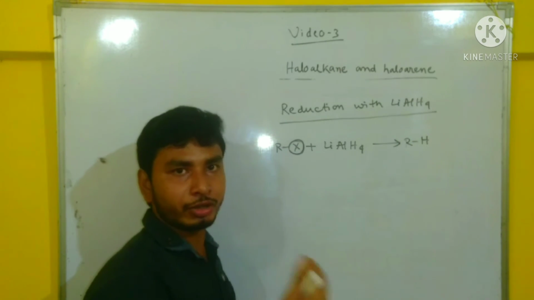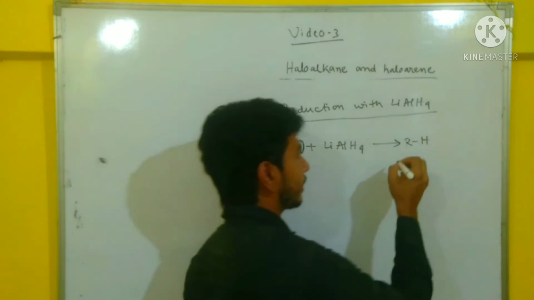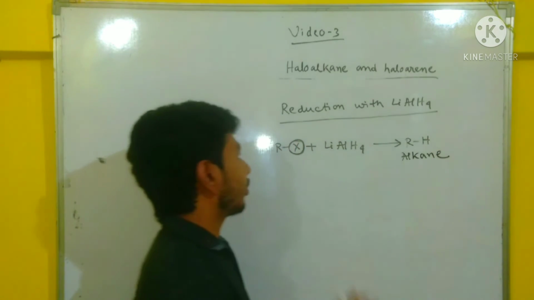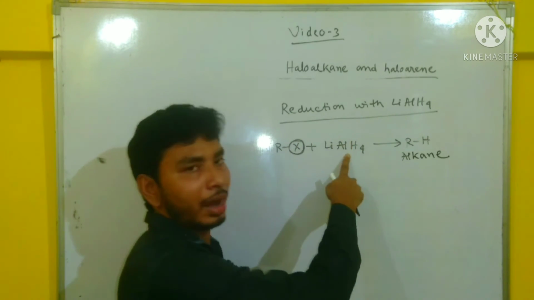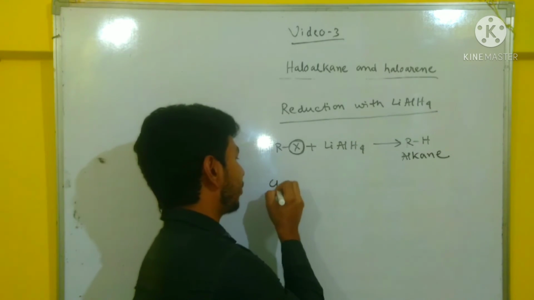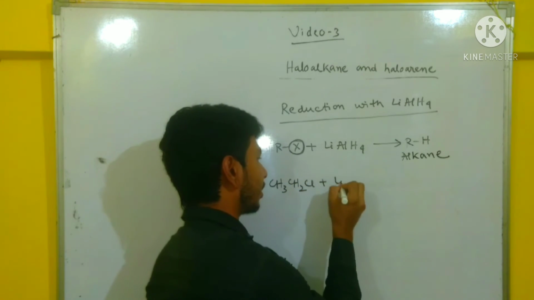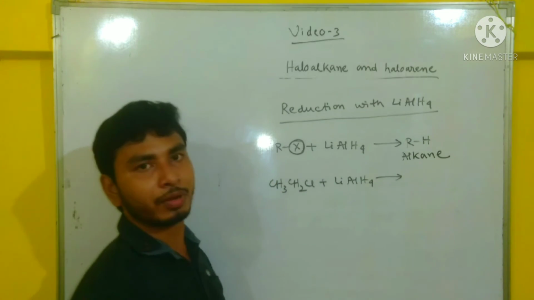That is, it is the addition of hydrogen. It is called a reduction reaction. So the product is alkane. RH is called alkane. So alkyl halide on reduction with lithium aluminum hydride gives alkane. For example, CH3CH2Cl plus lithium aluminum hydride. What will be the product?